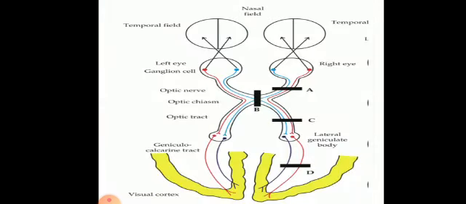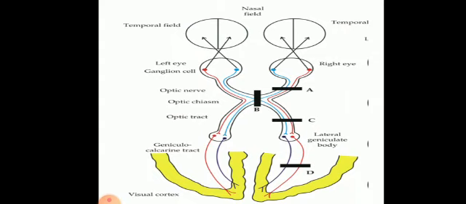Now we go to the visual pathway. If you look at this picture, you can see a few blue fibers and also red fibers. The blue fibers, we call them the temporal field fibers, and the red fibers are the nasal field fibers. So I think as I explain, you can follow the visual pathway, so there's a better understanding.